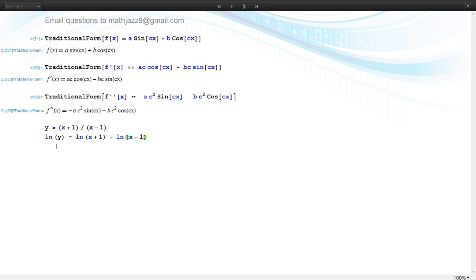And we'll take the derivative, and we get y prime, because that's the derivative of the thing inside of the log, divided by y, because that's the thing that's actually in the log. That'll equal, again, the derivative of this function is 1, and then we divide that by this function, so you get 1 over x plus 1, minus the derivative of this is 1, and then we divide it by that function, so we get 1 over x minus 1.